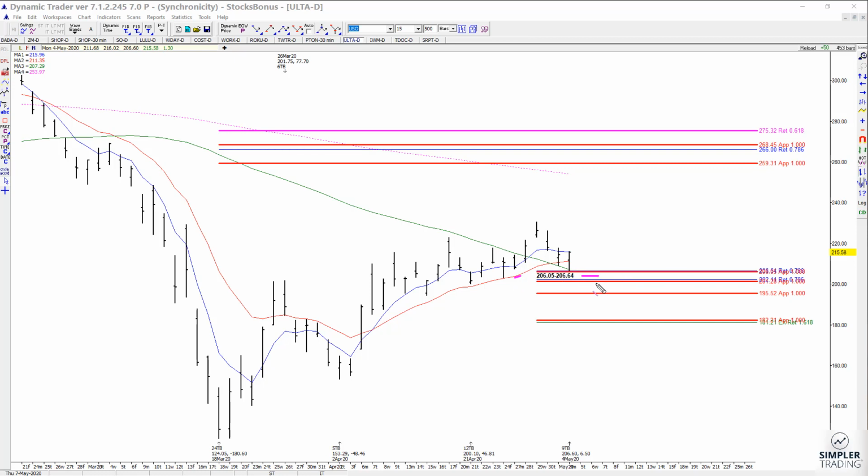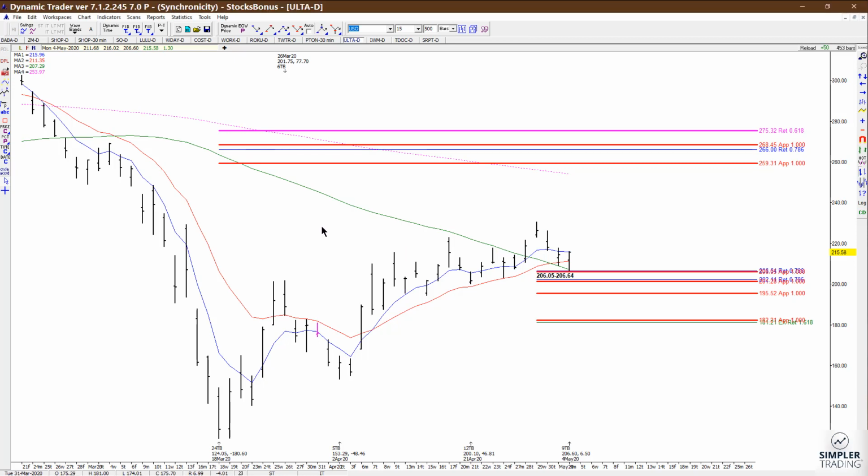It included a symmetrical projection of one of these prior swings, and also a 786 retracement of another. So basically it hit the zone, it held above the zone, and then it triggered in today's session. So let's take a look at the trigger next.